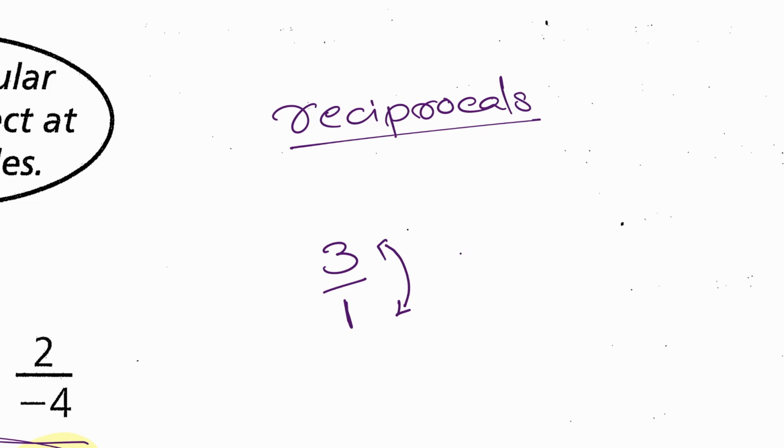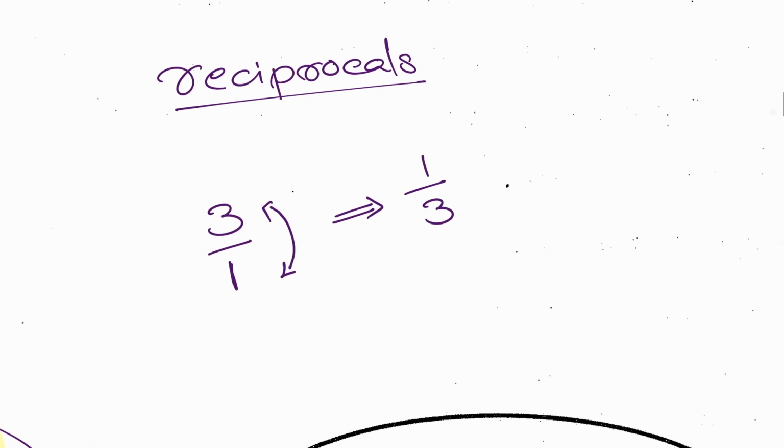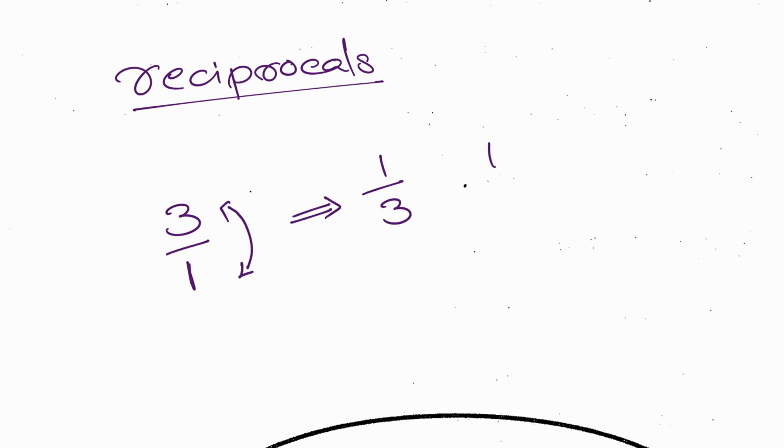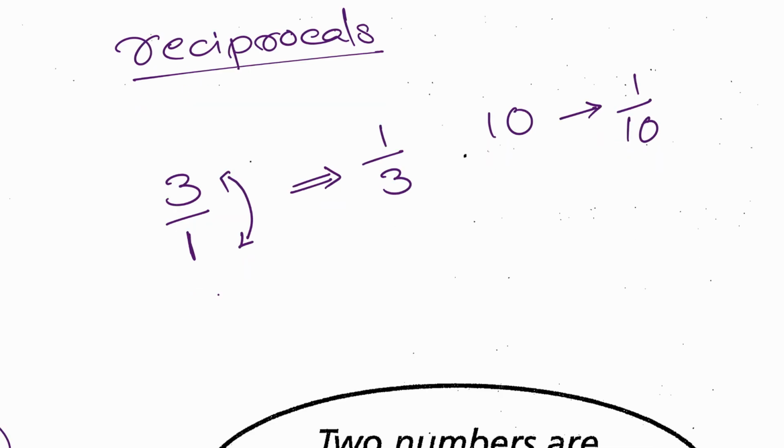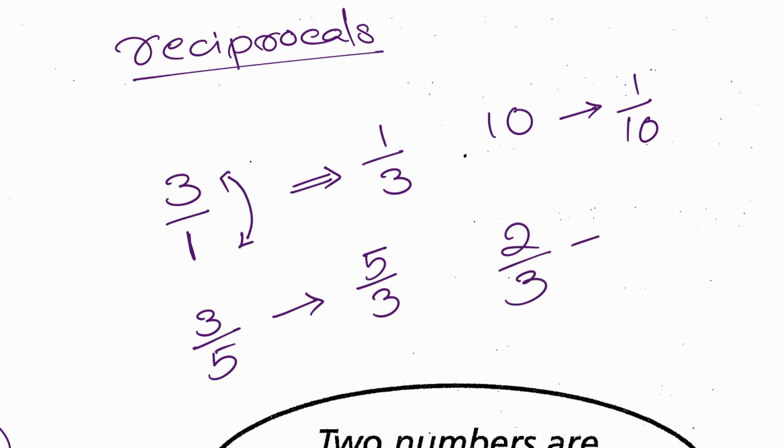So the reciprocal of 3 is 1 over 3. One more example. The reciprocal of 10: 10 means 10 over 1, so the reciprocal is 1 over 10. One more example, the reciprocal of 2 by 3 will be 3 by 2. So here I'm talking about just the reciprocal.